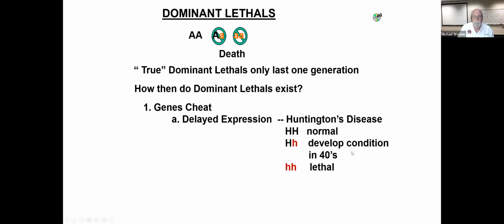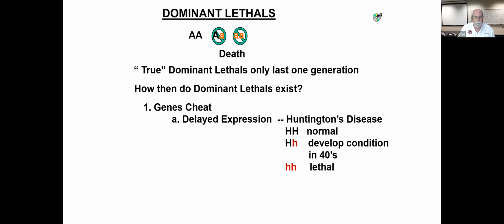Now, of course, if you have made it into your 30s or certainly your 40s, if you're going to reproduce, you've likely reproduced to that point. So you can pass it on. So where we see it getting passed from generation to generation is through these individuals that are heterozygous.